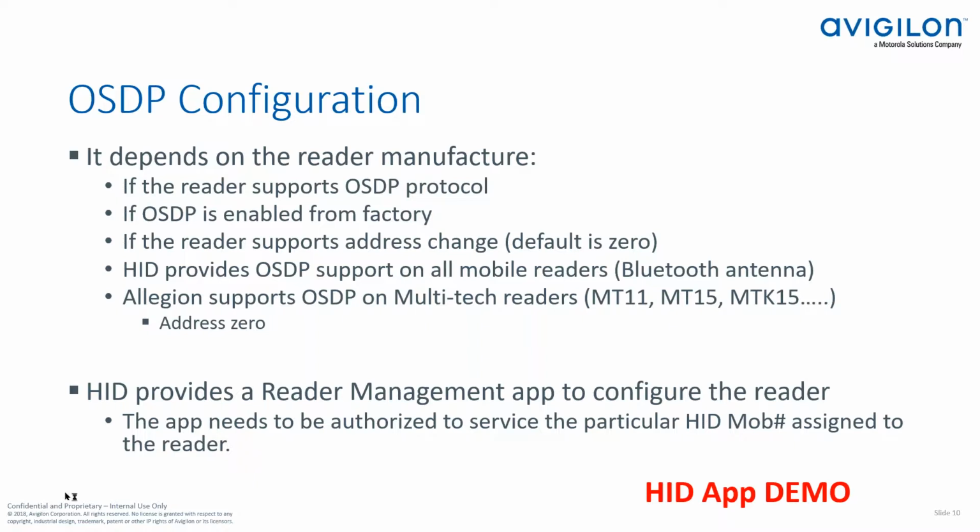Okay. There is some configuration needed to support that. If it's address 0, you're not going to change and you're just going to use 1 reader per port, then you should be fine with that.